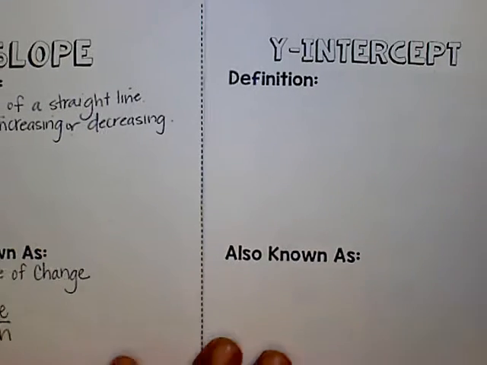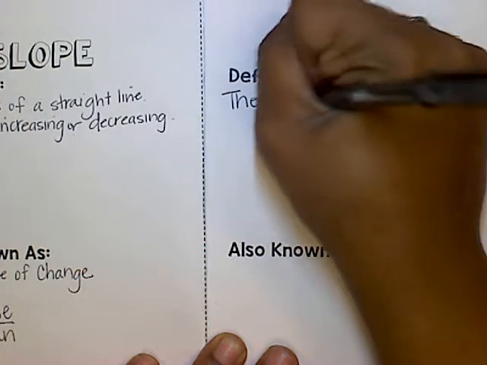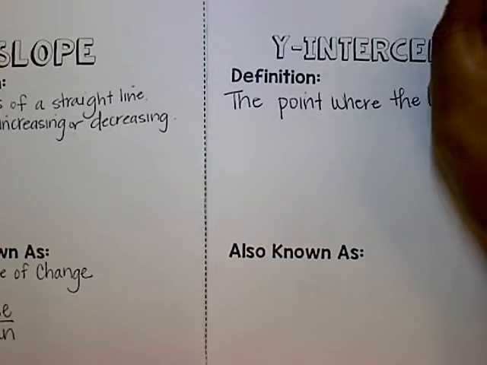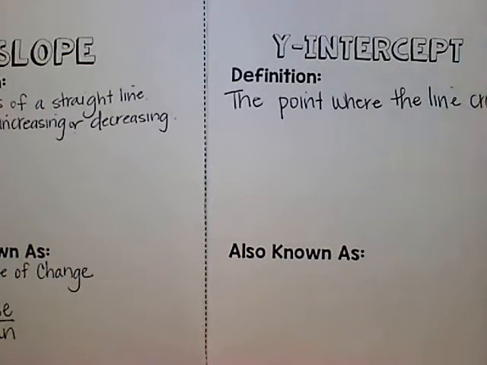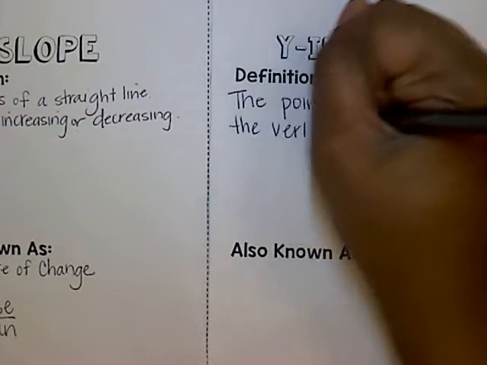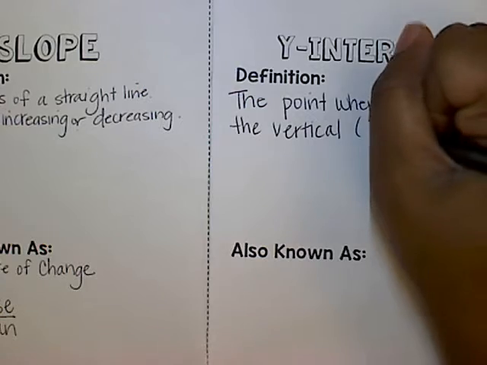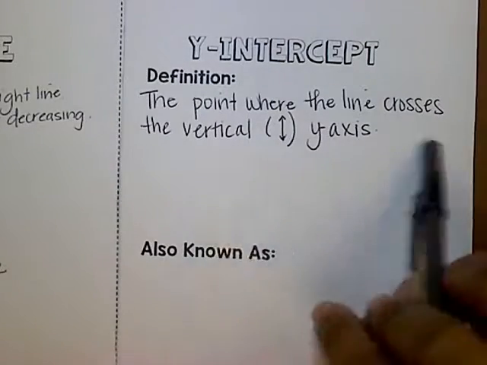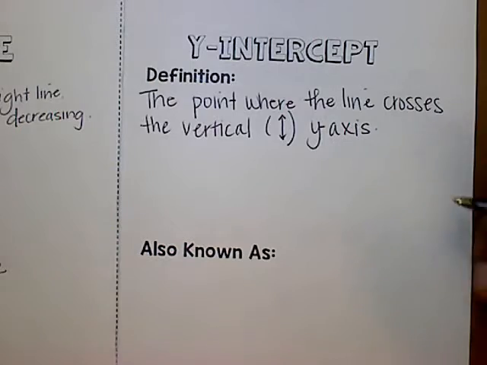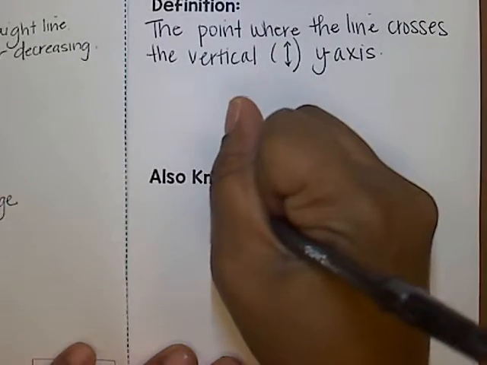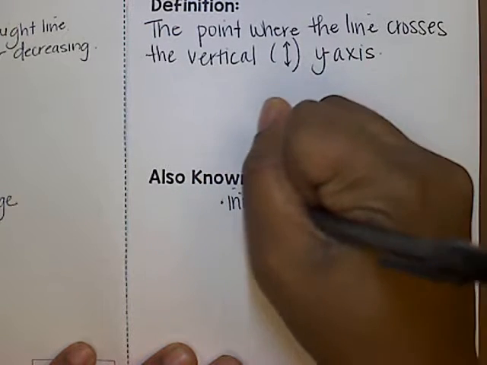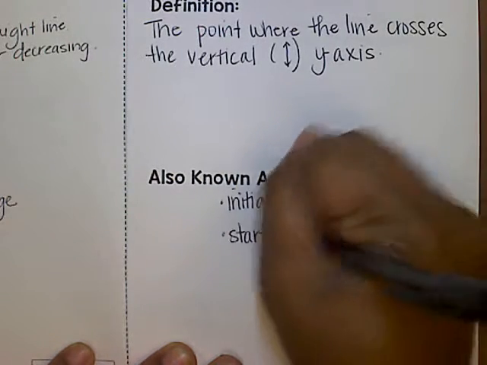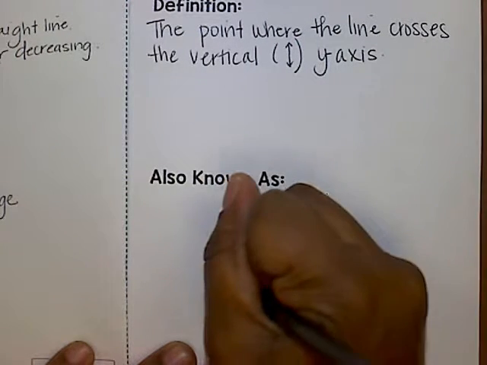Y-intercept, your definition. The point where the line crosses the vertical. Remember, vertical is up and down, y-axis. Okay? So the point where the line crosses the vertical y-axis, and we call this our initial value, our starting point, or as a letter it is B.